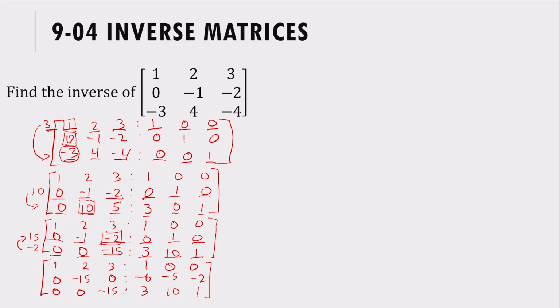Okay. Now, let's get a 0 up here. So let's multiply the top row by 5 and add the last row to it. So I'm changing the top row. The second row stays the same. Bottom row stays the same.